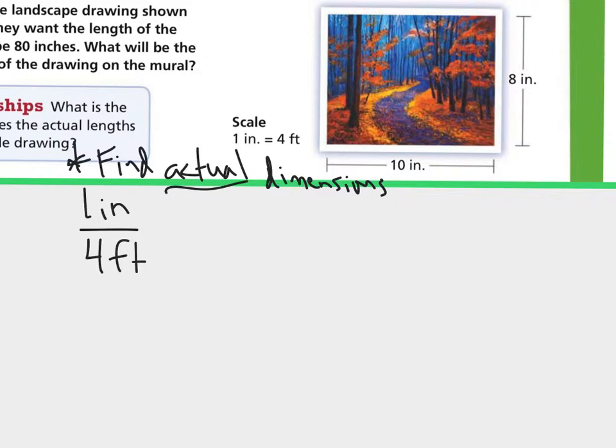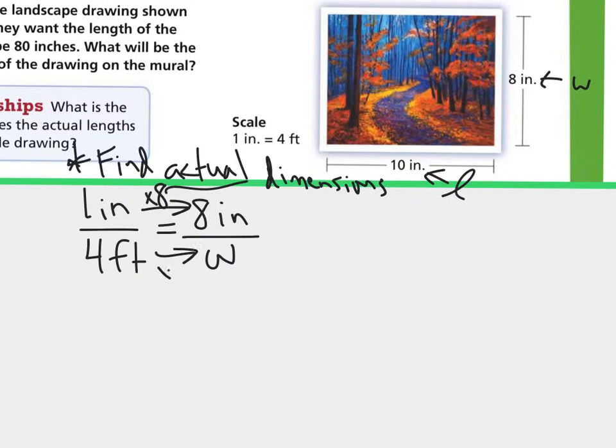So if we've got 1 inch is 4 feet, and then just to clarify, usually the width is the smaller dimension, the length is the bigger dimension. So we can just try to figure out what the actual width is. So we know on this picture it's 8 inches. We're going to try to figure out what the actual width is. So we have a pattern here, would be multiplying by 8. So that would mean our actual width is 32 feet.